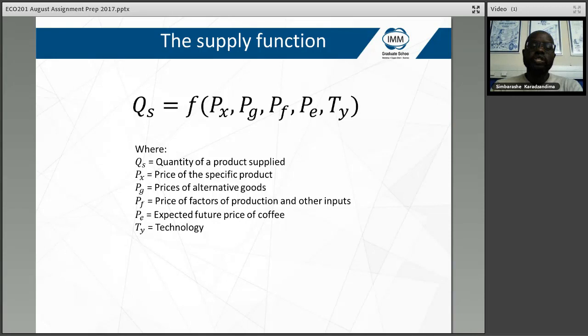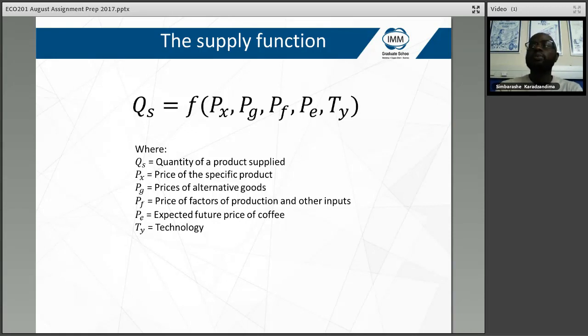So the relationship between quantity demanded and the price of the product is an inverse relationship. When the price increases for that specific product, the quantity that is demanded is going to decrease. So there's a negative relationship. But when you go to supply, there's a positive relationship because the producer is trying to make the most out of the product that they are selling. So we say ceteris paribus, the higher the price, the higher the quantity supplied.